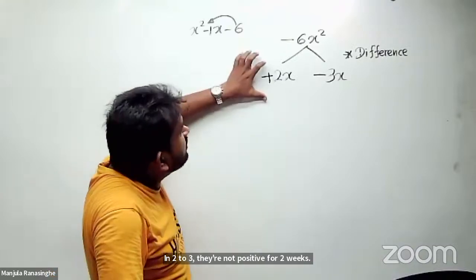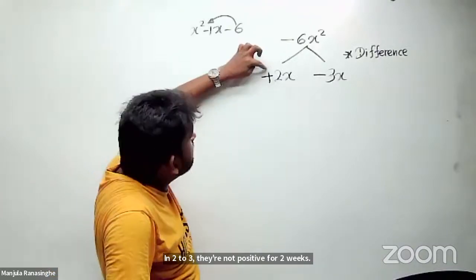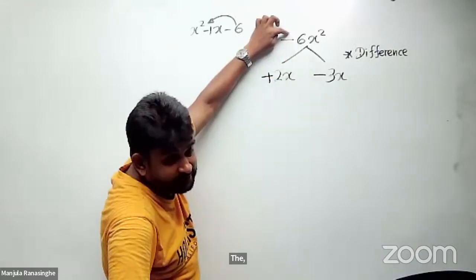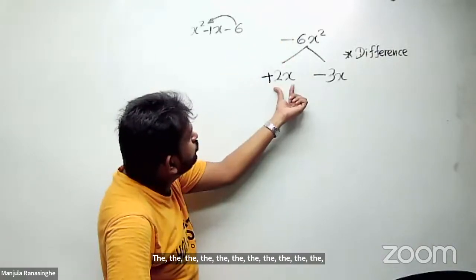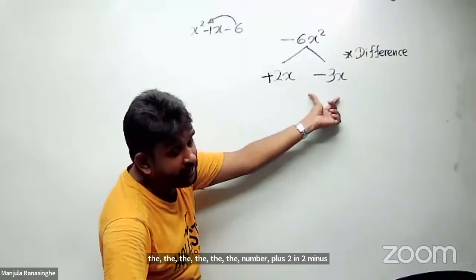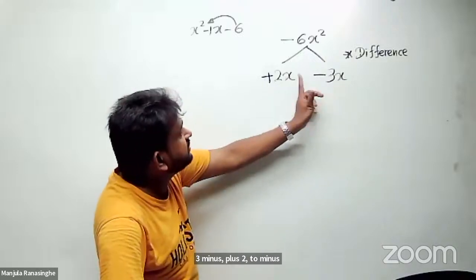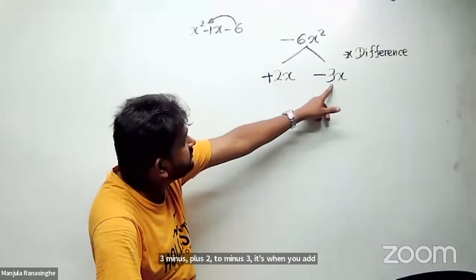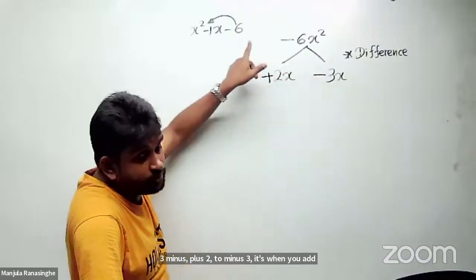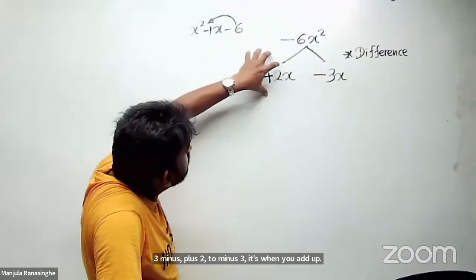හරි. දැන් බලන්නකෝ මේ condition එක satisfied බලන්න. +2 into -3 -6 given. හරි. Plus 2x minus 3x. When you add up, what is the answer? Here 3x subtract 2x. 1x, the bigger 3x, its sign is negative. Negative 1x given. Now we found the pair.